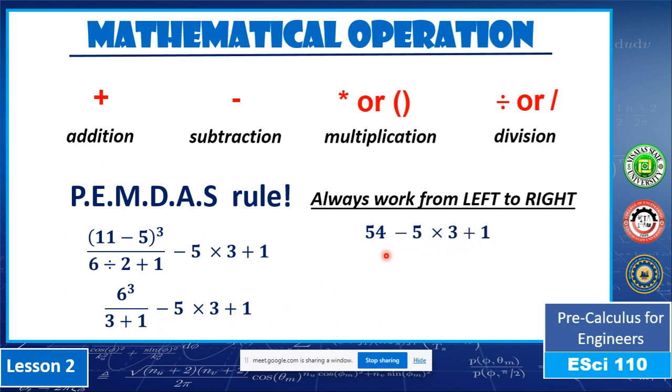So ito na. Hindi pwede maging 54 minus 5. Kasi meron tayong multiplication. Take note, kahit naka-work tayo from left to right, pero may multiplication dito, hindi pa rin to pwede.